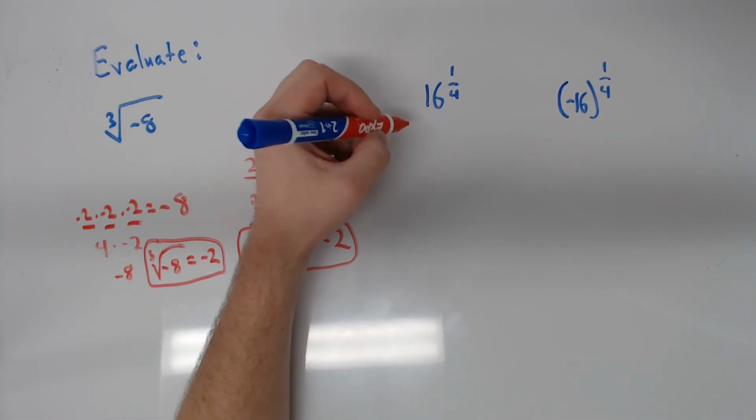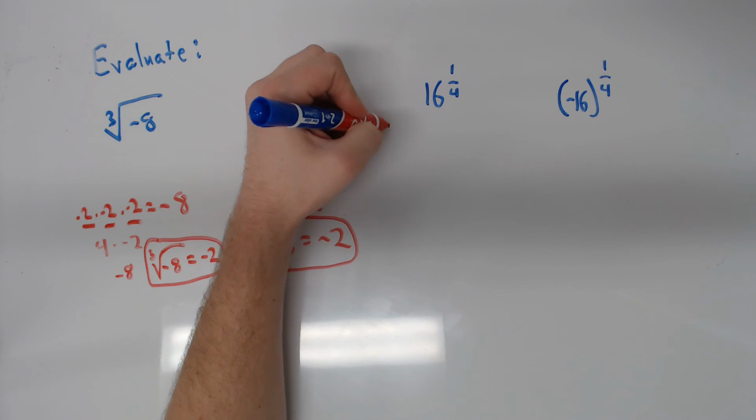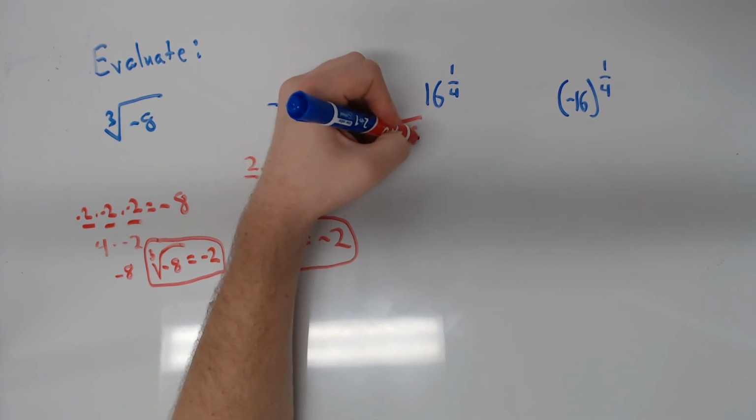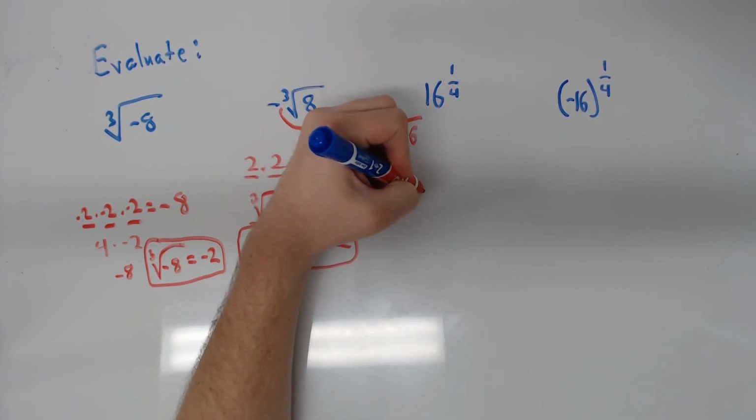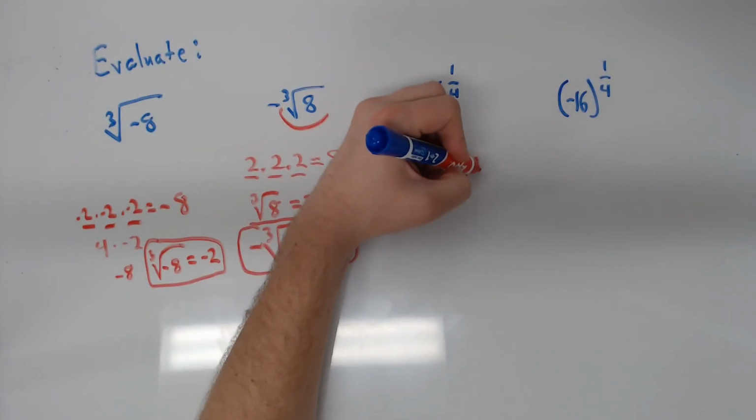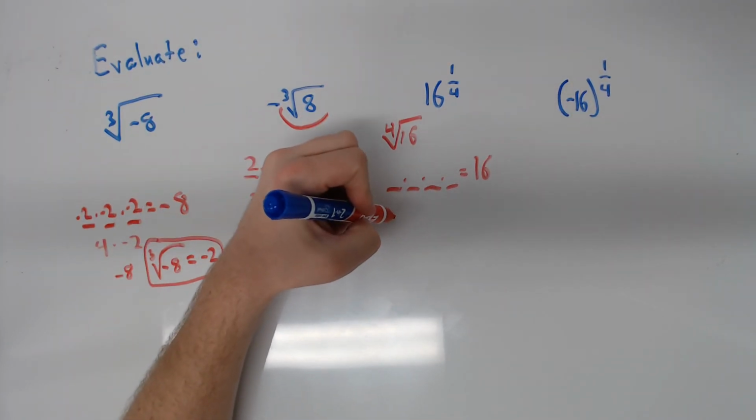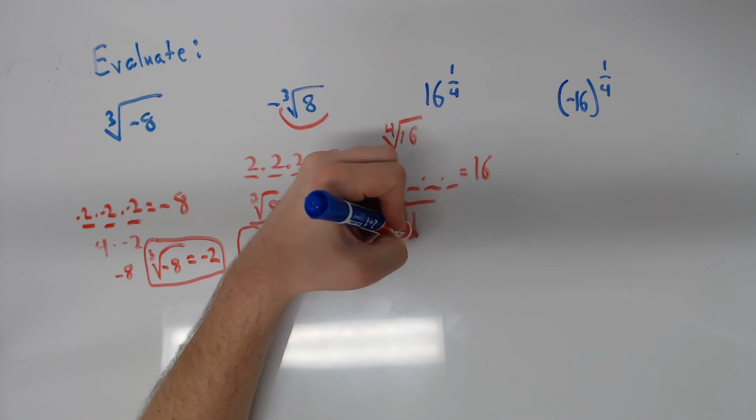16, this is one we've done before already. This is the same as the 4th root of 16. So we're going to do blank times blank times blank times blank equals 16. And we've already done this one. It's going to be 2.